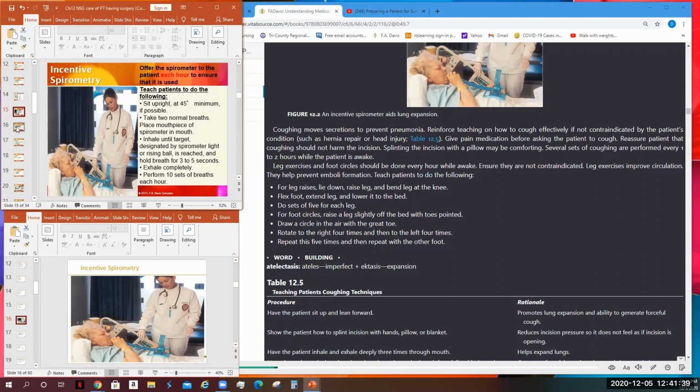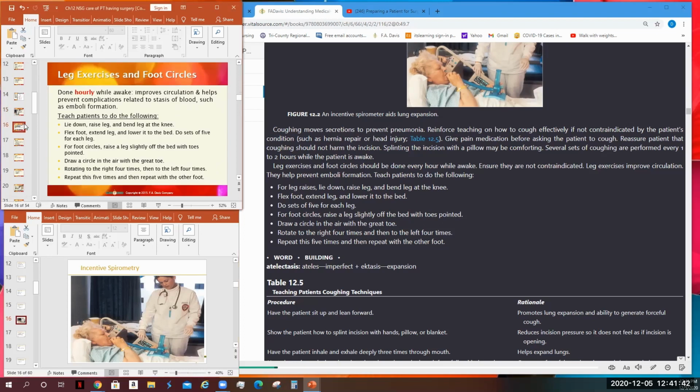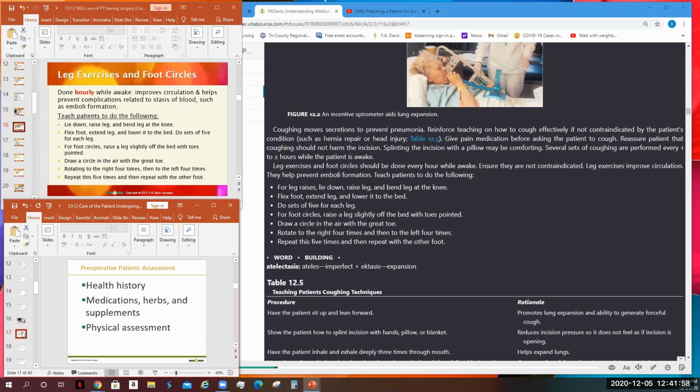Leg exercises and foot circles should be done every hour while awake. Ensure they are not contraindicated. Leg exercises improve circulation. They help prevent emboli formation. Teach patients to do the following. For leg raises, lie down, raise leg, and bend leg at the knee. Flex foot, extend leg, and lower it to the bed.